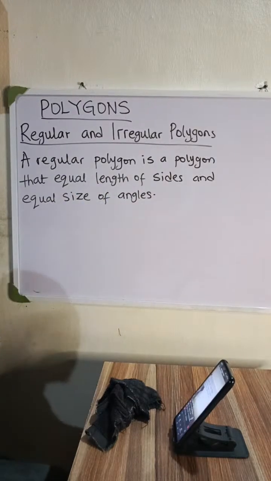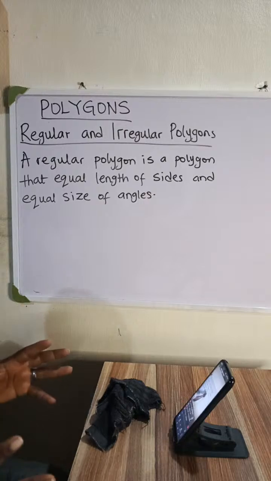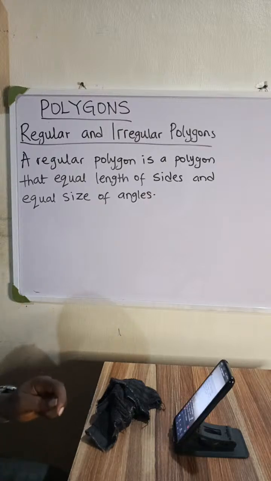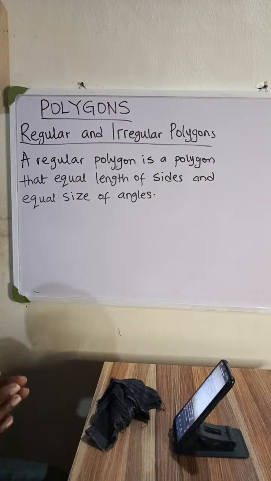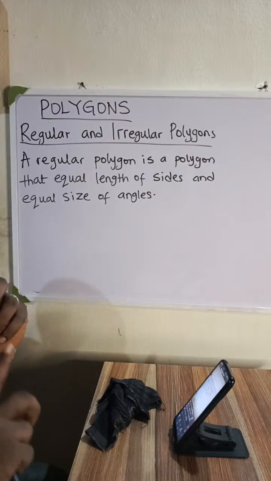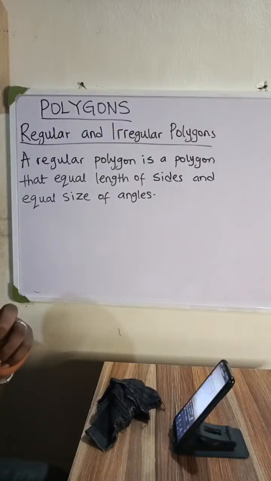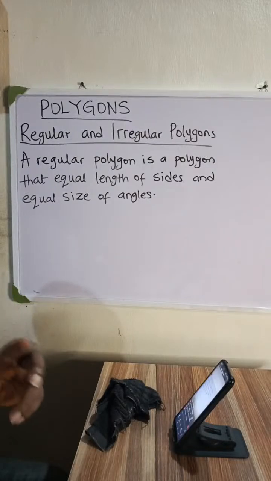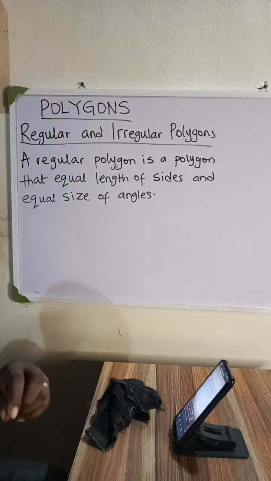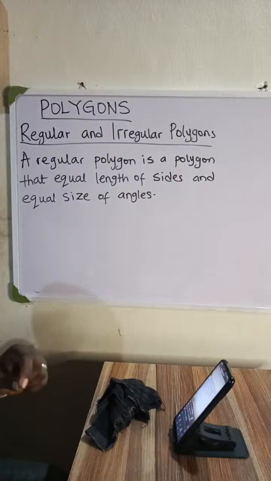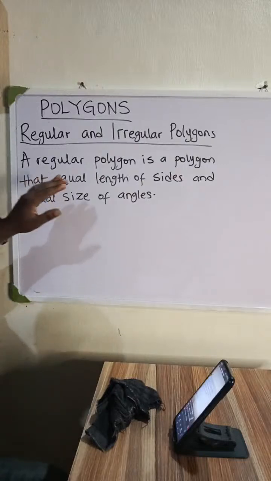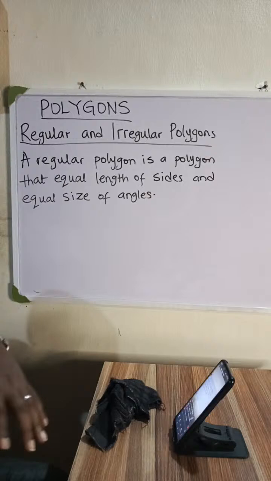Okay, so a regular polygon is a polygon that has equal length of sides. That means all the sides have equal length, and also all its angles have equal size. So whatever the size of one angle is, that's what the size of all the other angles will be. Whatever the length of one side, that's the same length for all the other sides. So whenever a polygon is like that, that polygon is called a regular polygon.